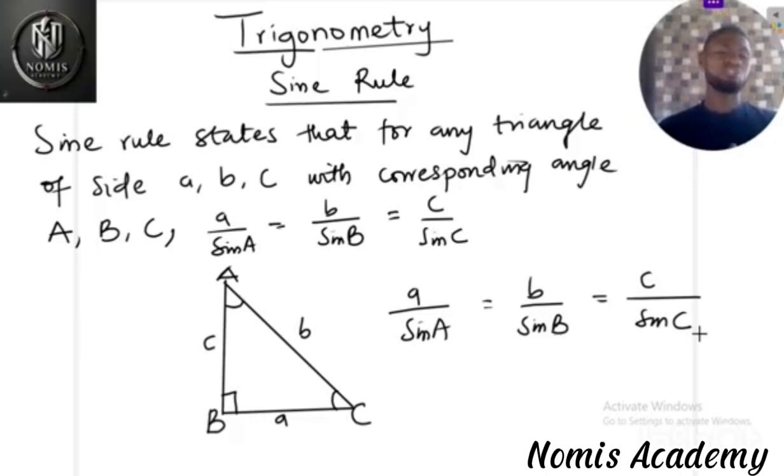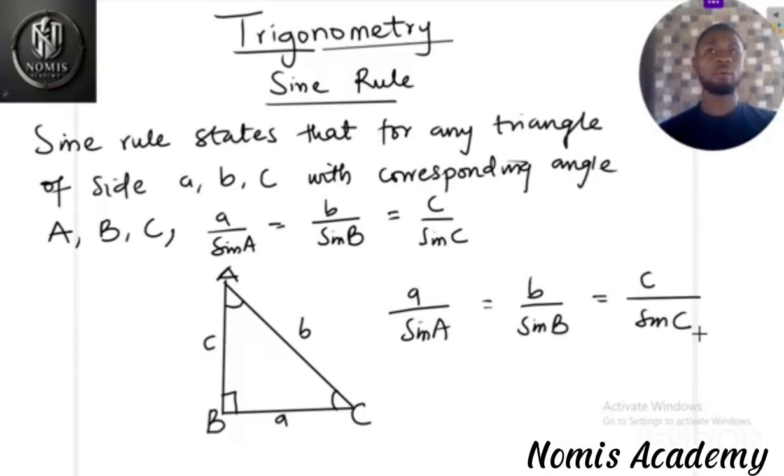So there are conditions for using this formula to solve problems in trigonometry. Because we have six parameters, a, b, c, sin A, sin B, sin C, we will need at least three parameters to solve for the others. Otherwise, this might not be used immediately.